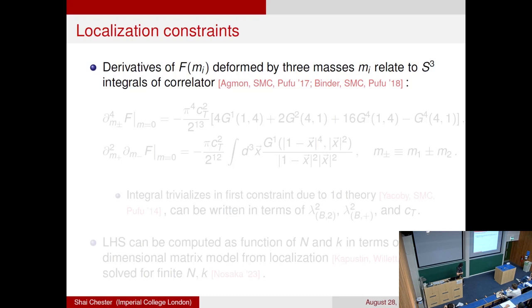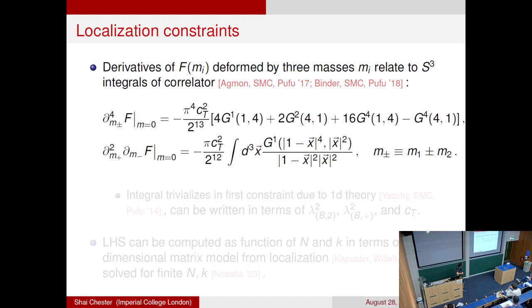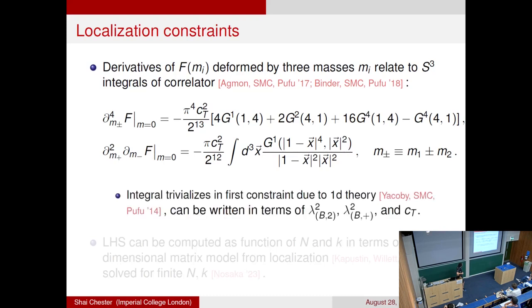Okay, so the localization constraints were also worked out. In fact, they were worked out before the 4D case. One of them is actually not an integrated constraint. So if you take 4 derivatives of the mass, then you just get this constraint here, which can actually be solved exactly in terms of the short operator OPE coefficients. So the first constraint, the integral kind of trivializes due to this 1D theory, and it's basically just telling you how you can fix these short OPE coefficients.